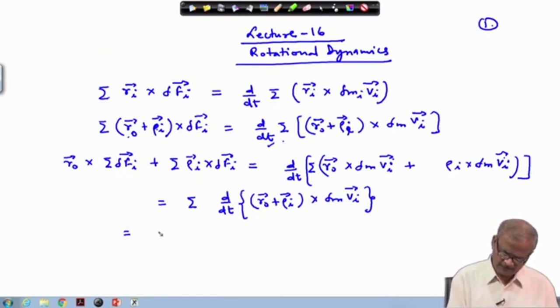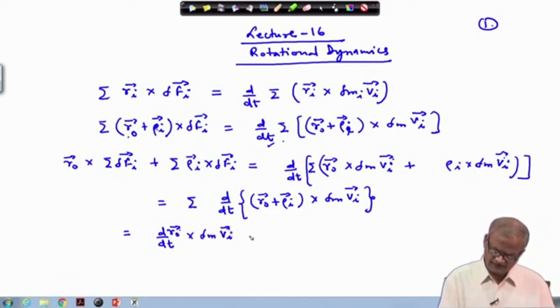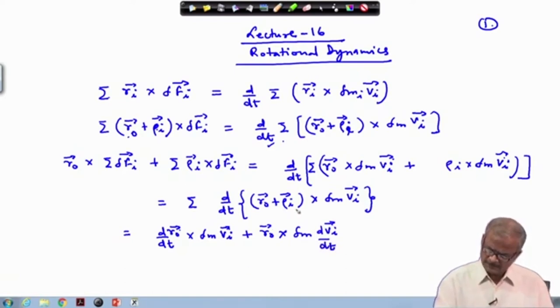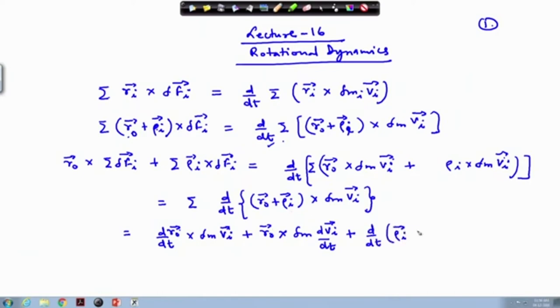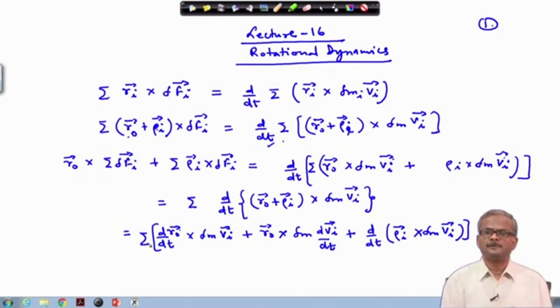So, this can be reduced to, we differentiate this first: d r 0 by d t cross delta m v I, plus r 0 cross delta m d v I by d t. And then taking this term, we write it as d by d t of rho I cross delta m v I. And then we have to do the summation over all the points. Hopefully this is okay.